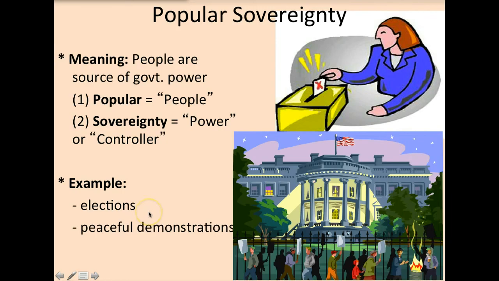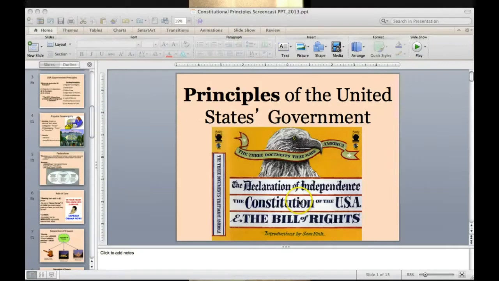Another example of popular sovereignty is when people have peaceful demonstrations, as demonstrated in this photo, where you see people picketing and protesting outside of this building. Do you recognize that building? Yes, it is. That is the White House. Popular sovereignty.